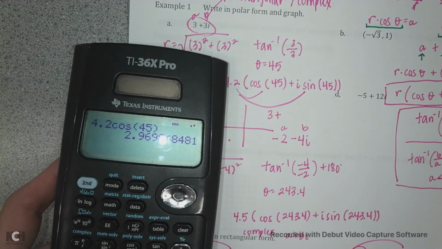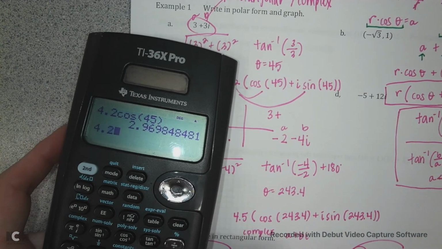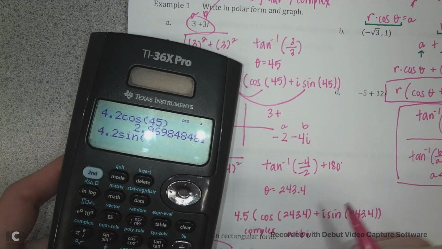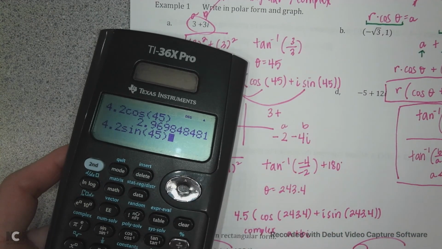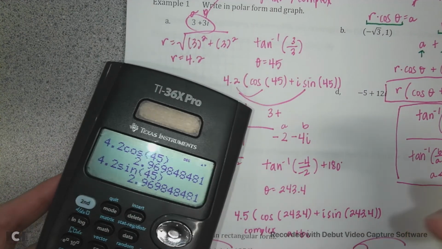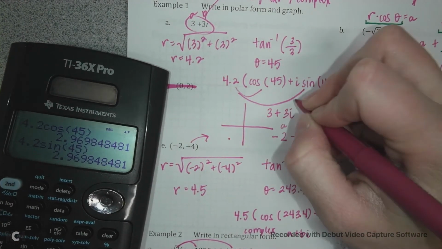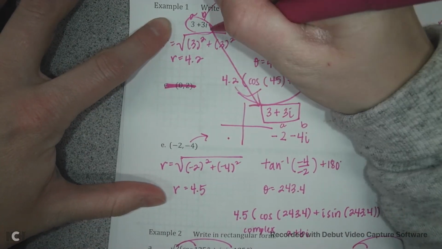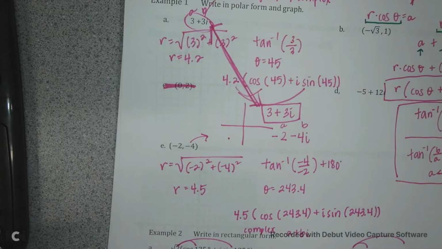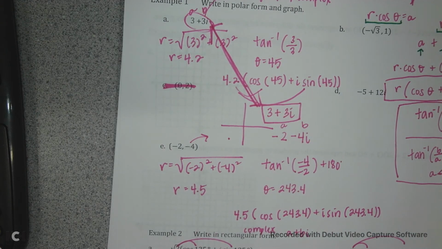And then we're going to do the same thing with sine. So it's 4.2. The reason that it's not exact is because you have decimals, so it's not perfect. And we get 2.9, which is also pretty close to 3. Put the I there. So backwards and forwards, we got the same answer for our complex form, and we wrote it in polar form and in complex form.